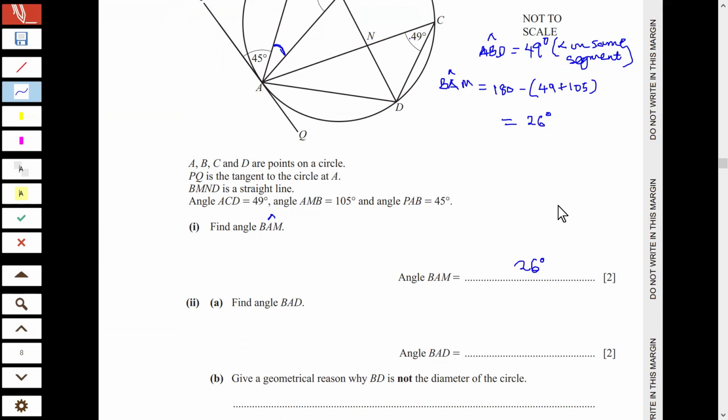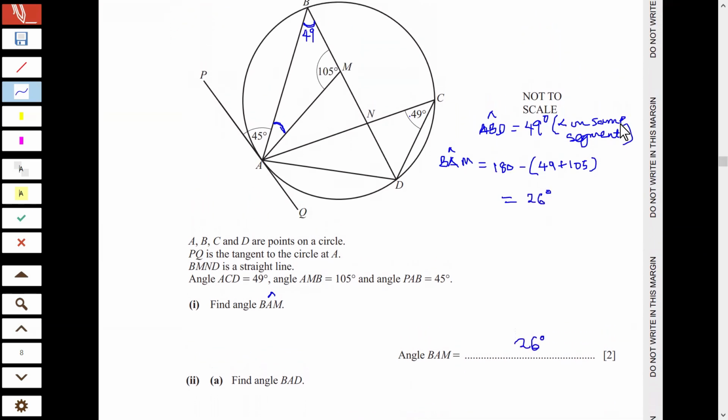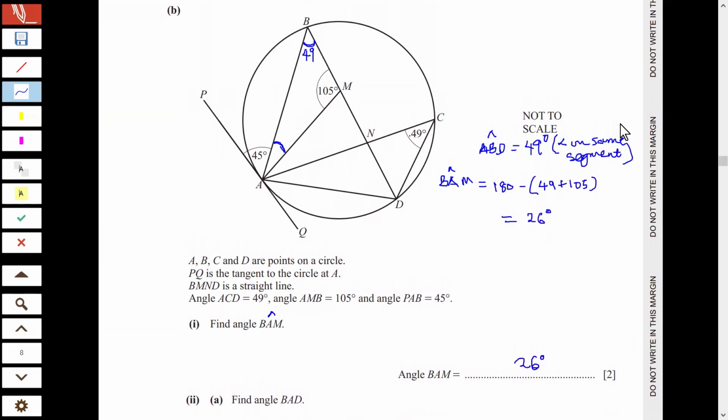Find BAD. Now find angle BAD. BAD is simply the whole of this angle. BAD is everything that covers this angle. To find it, if we are able to find this angle, it becomes easier for us to find angle BAD. And we can find this from the angle in the alternate segment.